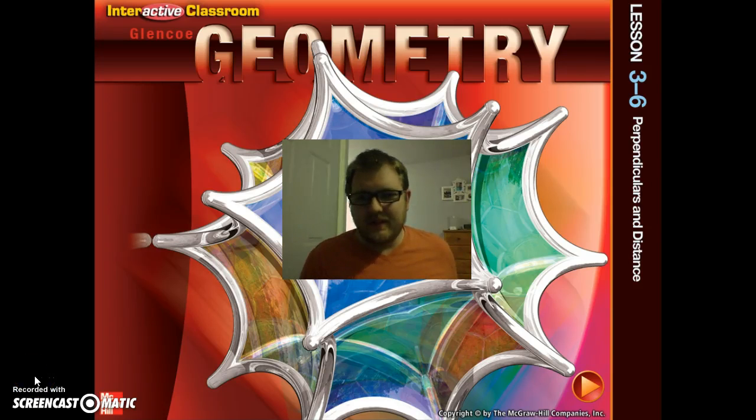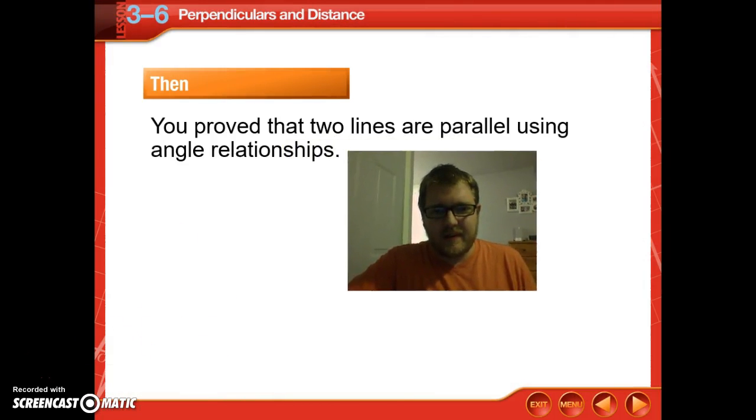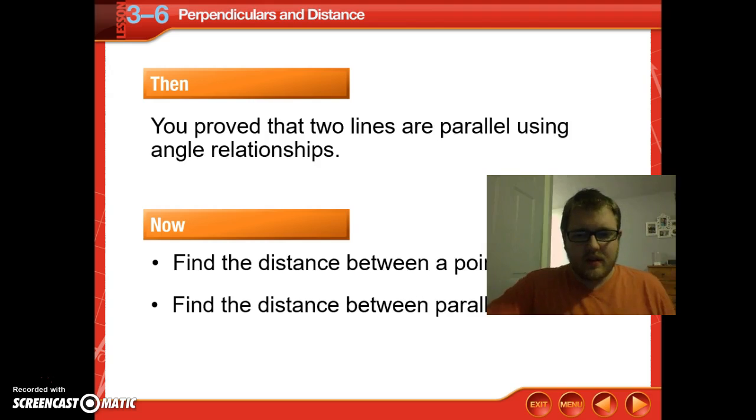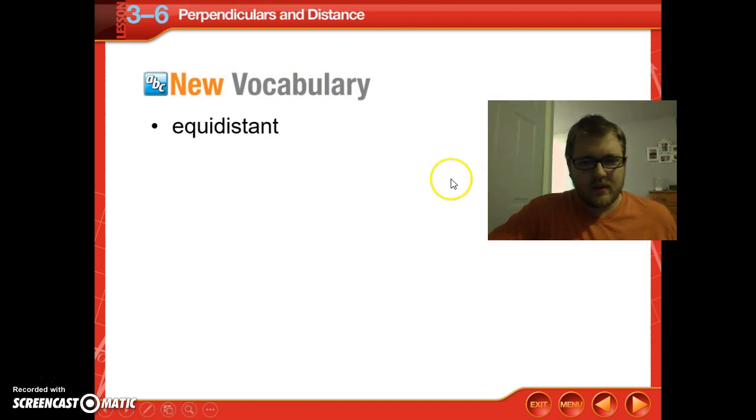Alright, so in this lesson we're going to be talking about perpendiculars as well as distance. Before, we've talked about two lines being parallel using angle relationships. Now we're going to find the distance between a point and a line and also find the distance between parallel lines. Some new words we want to be familiar with: equidistant.